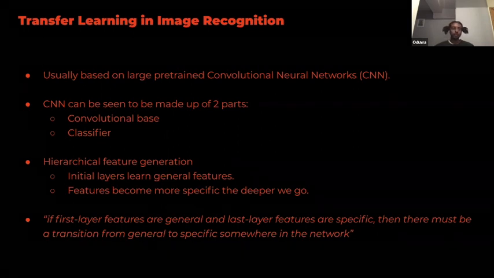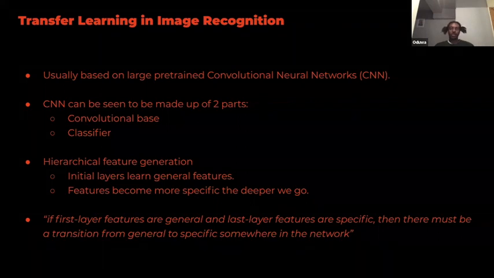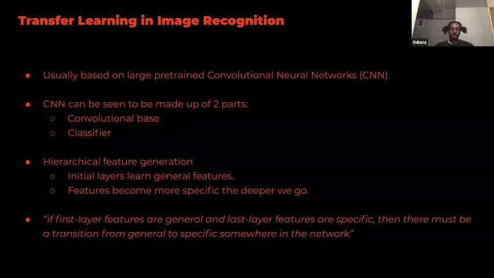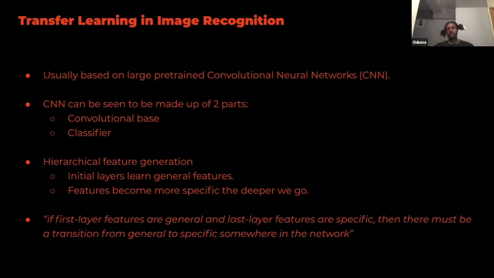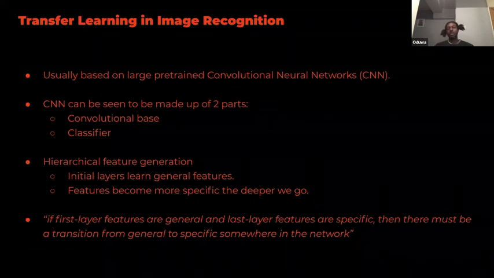There's this quote: if first layer features are general and last layer features are specific, then there must be a transition from general to specific somewhere in the network. And that's basically what transfer learning is trying to do. There's a sweet spot in there between the general and the specific, and we're trying to take the general bits that we can use while leaving behind the more specific bits that are not as of use to us.